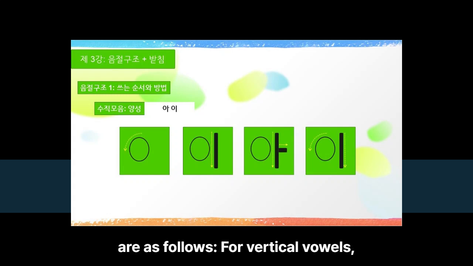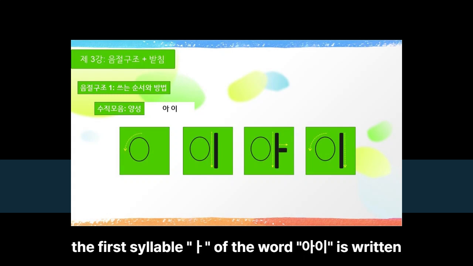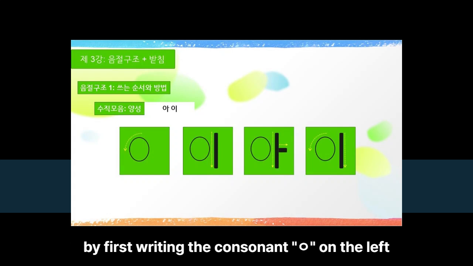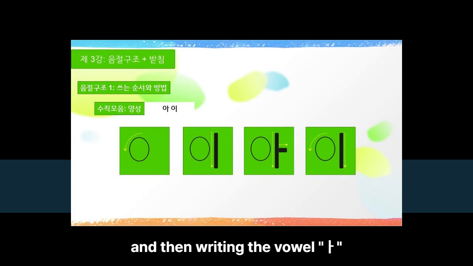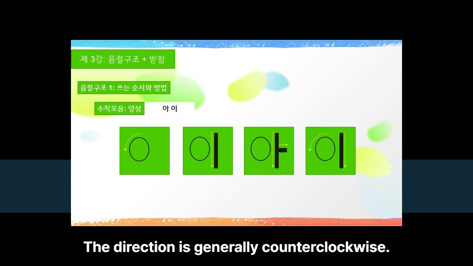For vertical vowels, write from left to right sequentially. For example, as shown on the screen, the first syllable of the word ai is written by first writing the consonant iyang on the left and then writing the vowel a. When writing the consonant iyang, you can write it like drawing a circle. The direction is generally counterclockwise.